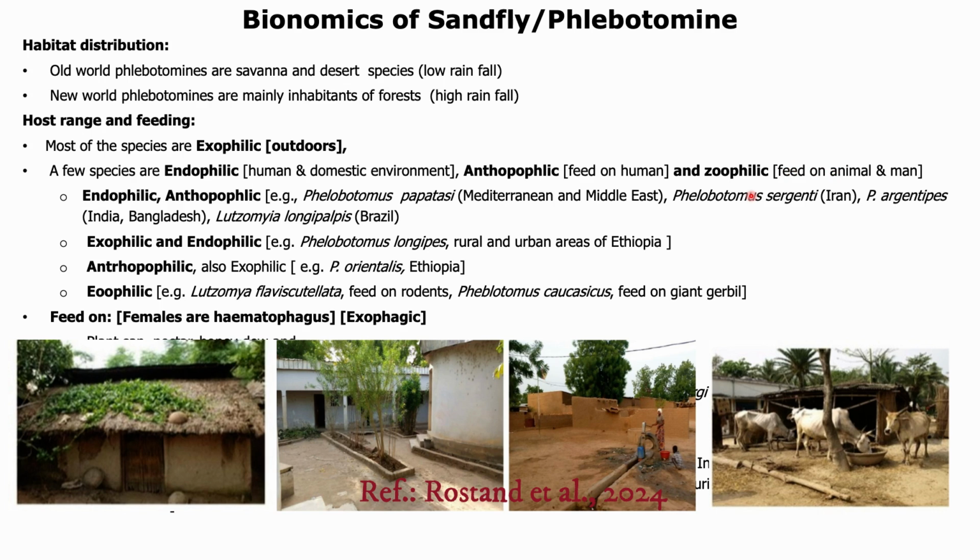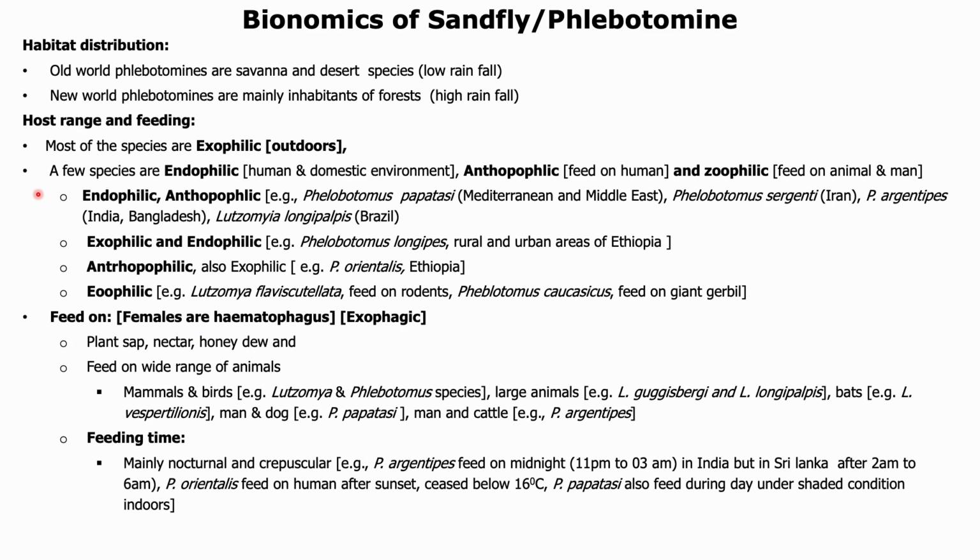Depending on different environmental factors such as temperature, humidity, host availability, and habitats or breeding places, a species can be adapted as exophilic or endophilic or zoophilic. I have listed some of the species here as example. Just have a look at it. Most of the sandfly species are exophagic. That is, they feed outside of dwellings.